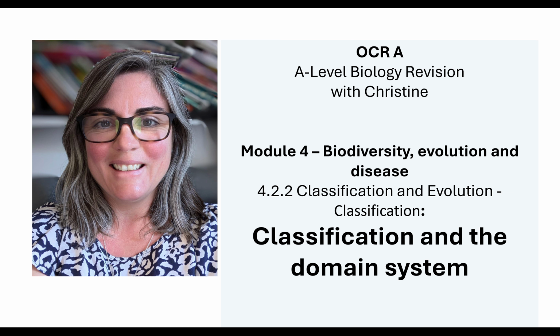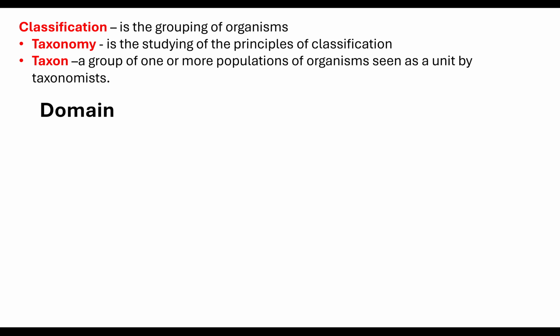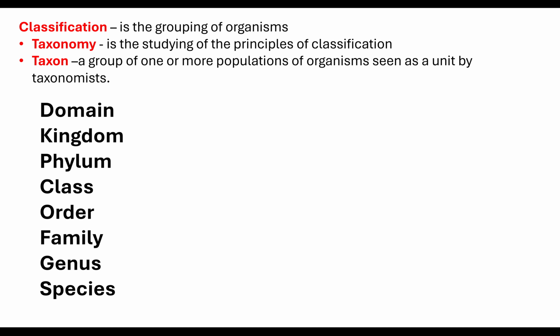So in this lesson, I'm going to look at classification and the domain system. So what is classification? Well, classification is the way in which we group organisms together. If somebody is going to study the principle of classification, then what they're studying is taxonomy, because what we're looking at is the taxons. Now, a group of one or more populations of organisms seen as a unit by a taxonomist is what we know as being a taxon.